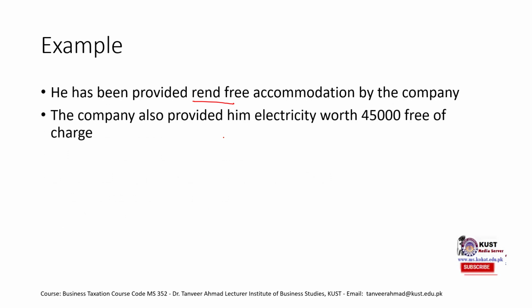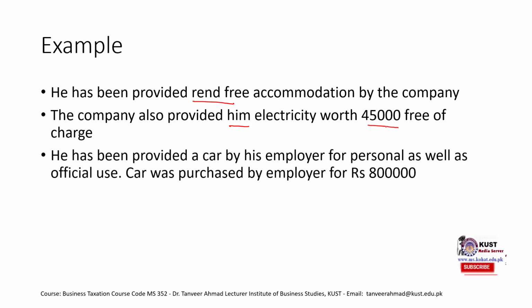The company also provided him electricity worth 45,000. So this is also taxable. You would have to add it. He has been provided a car by his employer for personal as well as official use. So 5% of this purchase amount would be included. So that's all for this lecture, and in the next lecture we are going to discuss the fixed tax regimes.